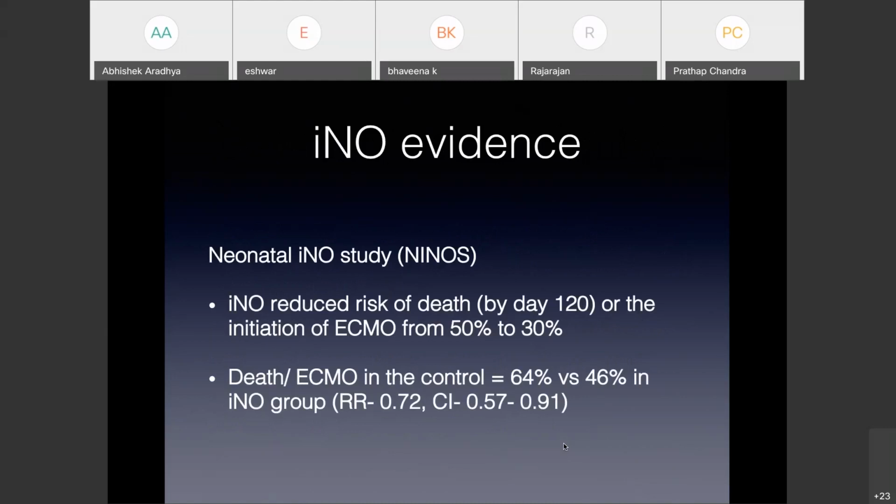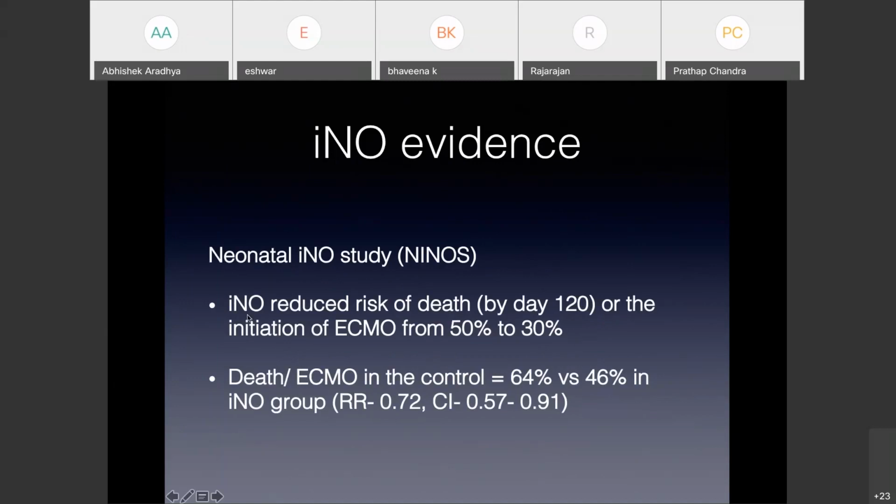Just 2 minutes of evidence. I won't bore you much. There's quite a lot of evidence available. Lovely studies have been conducted right throughout the world. This is one of them, the Neonatal Inhaled Nitric Oxide Study, or famously called the NINOS study. I've summarized the result here.